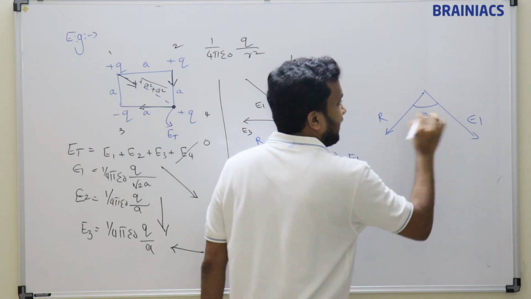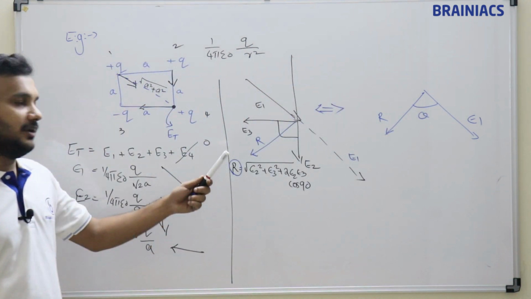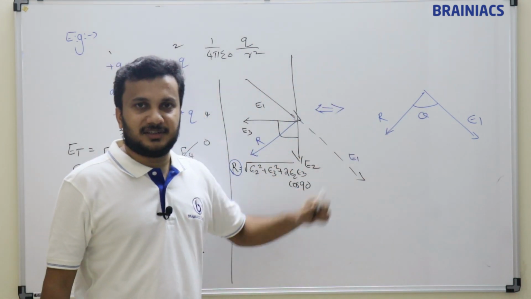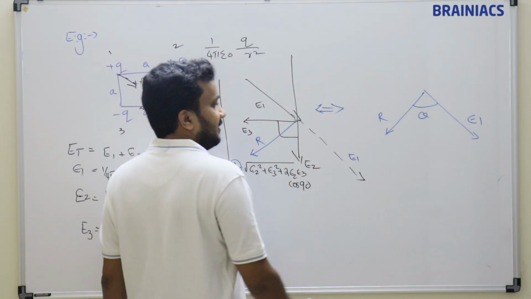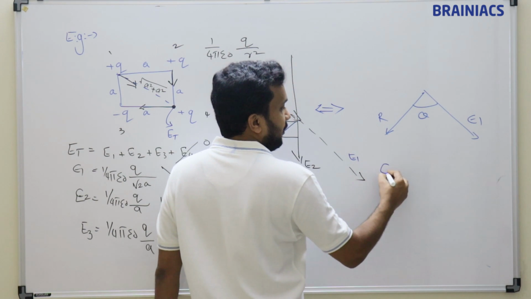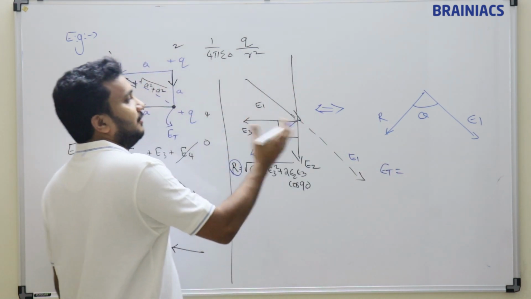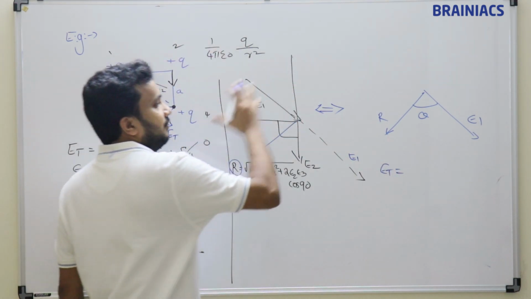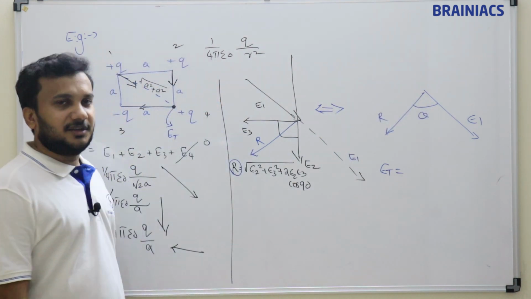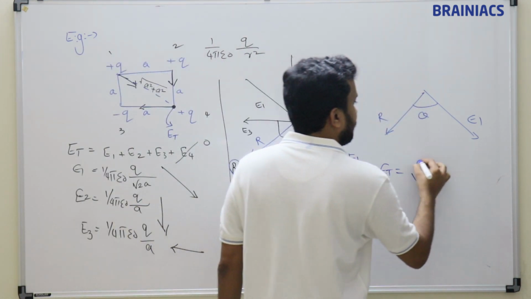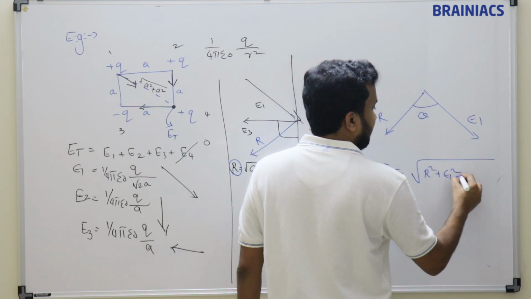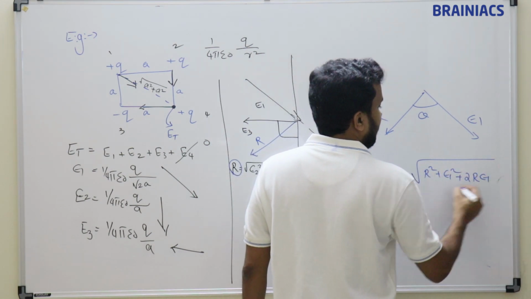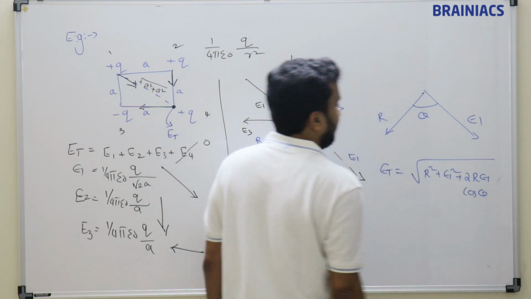Now I am assuming this angle is theta. In real questions you can derive this if some parameters are given, but for understanding, the E total will be equal to, now again, from the three vectors we come to the two vector case. The resultant or total is simply R square plus E1 square plus 2R into E1 into cos of theta.